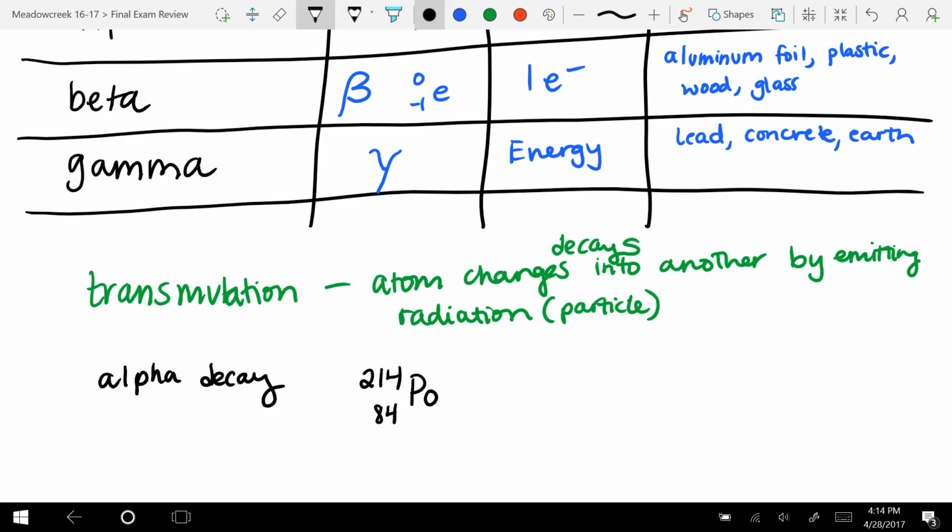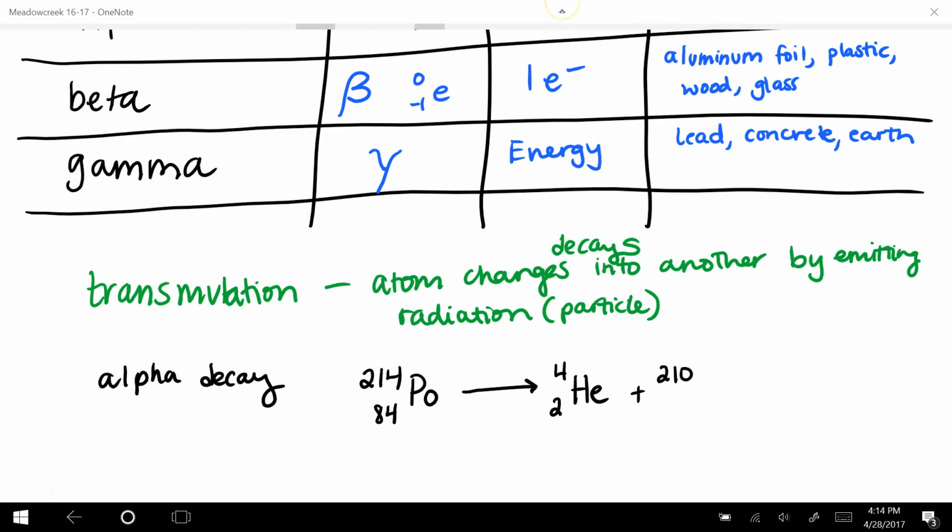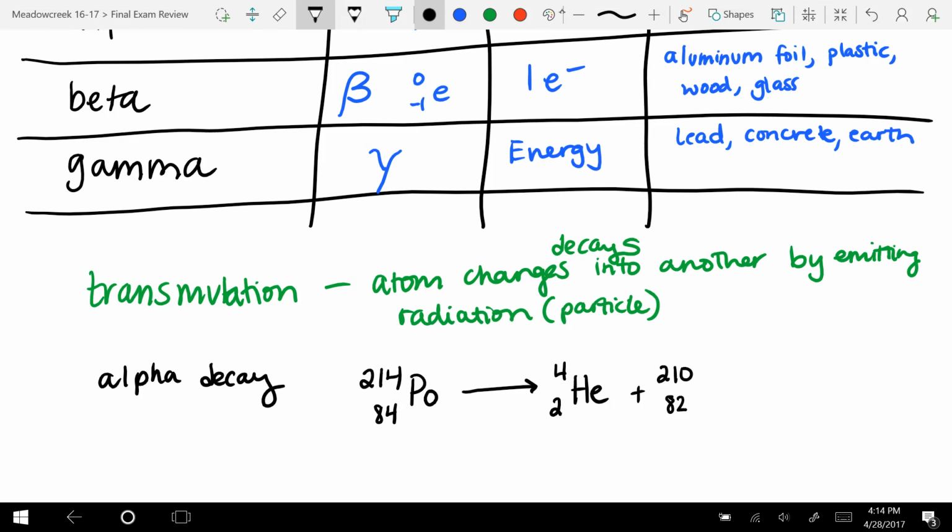And it undergoes alpha decay. What happens is it's going to emit an alpha particle. So 4 2 He, it's going to emit a helium. Now when it does this, you can say 214 minus 4 gives you 210, and 84 minus the 2 particles that went in the helium is 82. And if you look at number 82 on the periodic table, it's Pb, it's lead. So polonium decayed into lead by emitting an alpha particle.